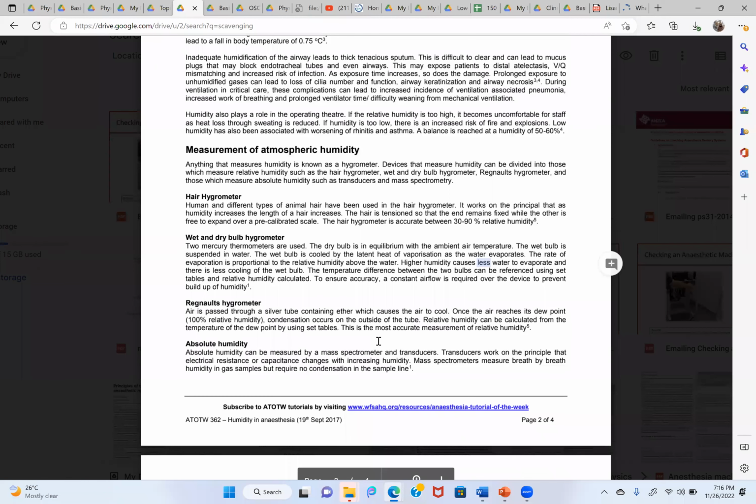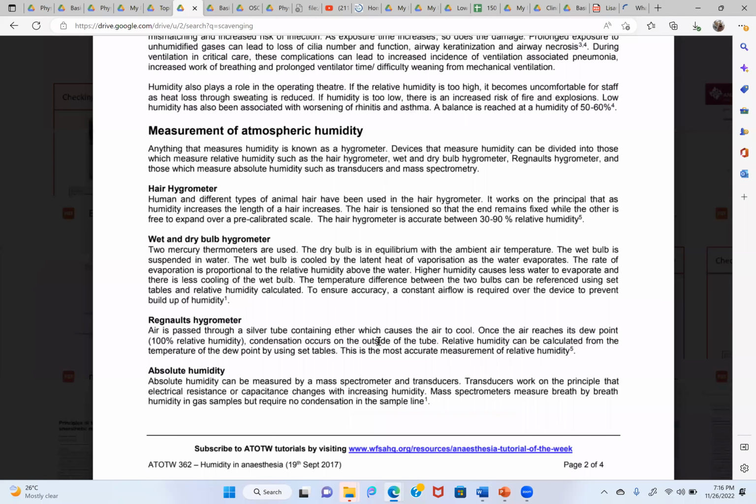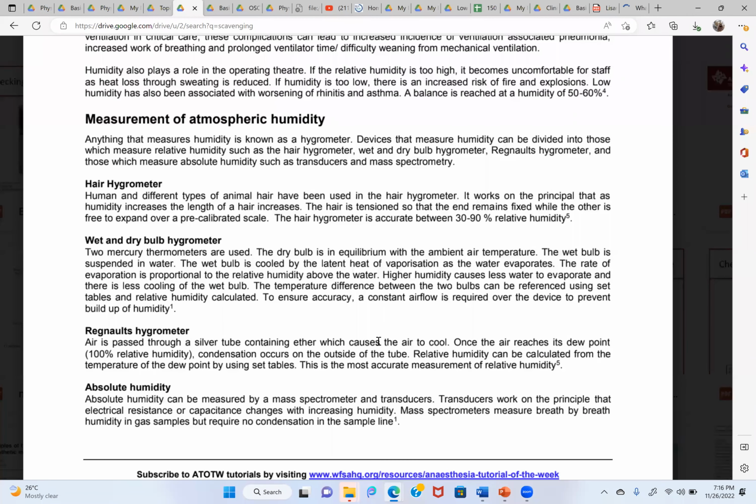So one of them is the hair hygrometer. Human and different types of animal hair have been used in hair hygrometers. It works on the principle that as humidity increases, the length of the hair increases. The hair is tensioned so that one end remains fixed, while the other is free to expand over a pre-calibrated scale, and it is accurate at around humidity of 30 to 90%. So this is its limitation.